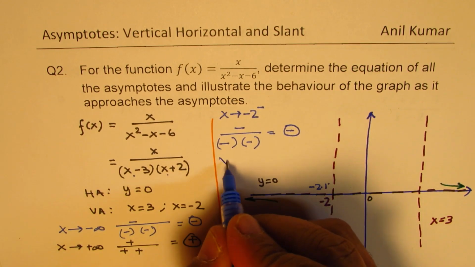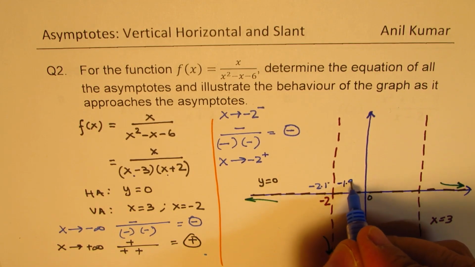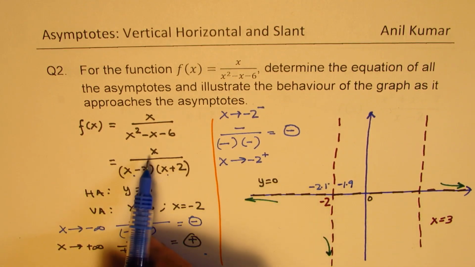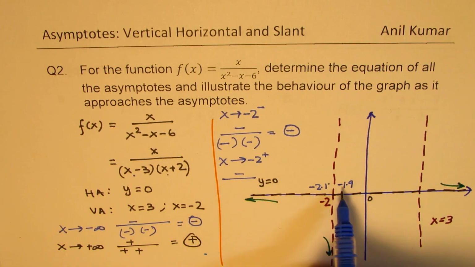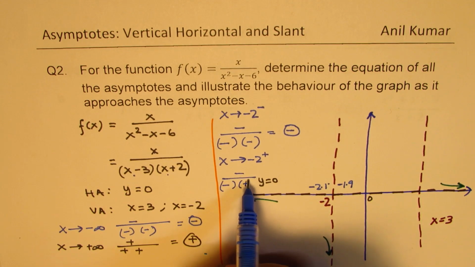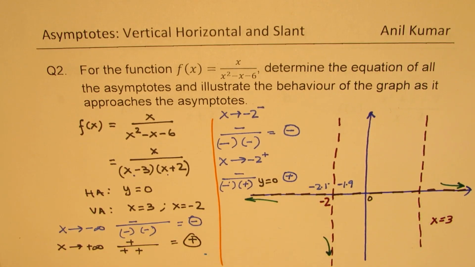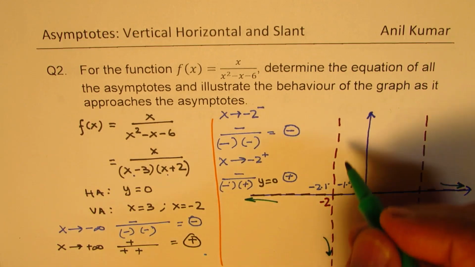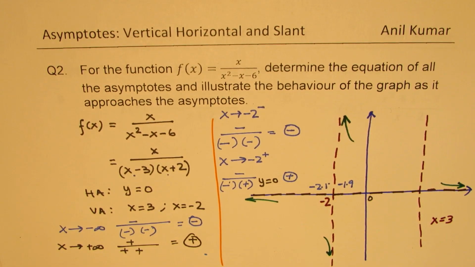Similarly, when x approaches minus 2 but from the positive side, think about minus 1.9. In that case, the numerator is definitely negative, since that is a negative value, minus 1.9, and this will be negative. However, that value is going to be positive. 2 negatives will give us positive, and therefore, when we are approaching from this side, we approach positive infinity. Is that clear? So that is the technique of finding behavior near the vertical and horizontal asymptotes.